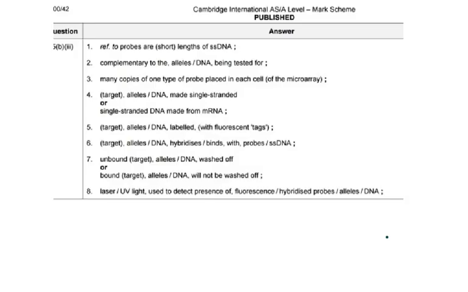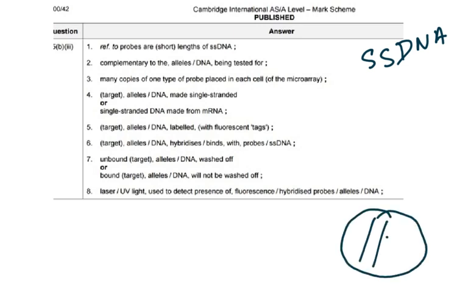This was a question in your Cambridge exam, and I have posted the mark scheme for it, and I want you to understand it and learn the wordings of it. Probes are short lengths of ssDNA. What is ssDNA? Single-stranded DNA. Probes are the ones which we stuck on the glass piece. So probes are short lengths of ssDNA complementary to the alleles being tested for. Many copies of one type of probe placed in each cell. So when we have that cell, we have many copies of that probe being placed in each of the cells.